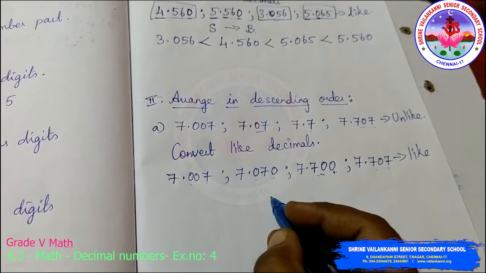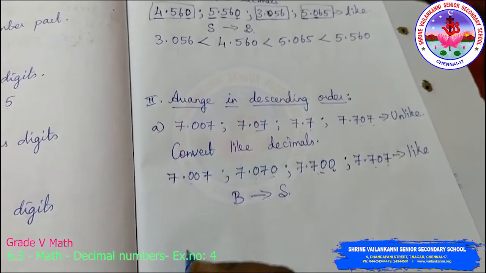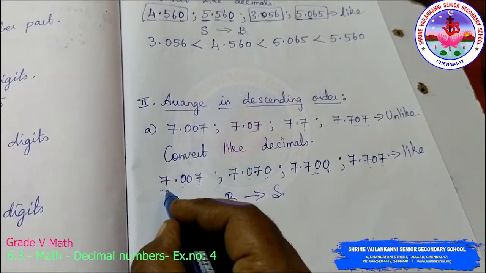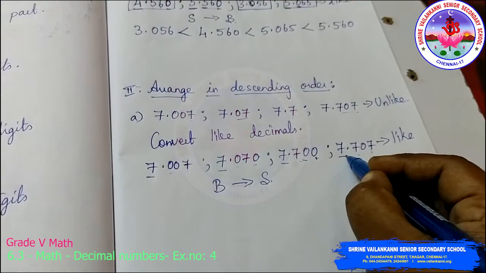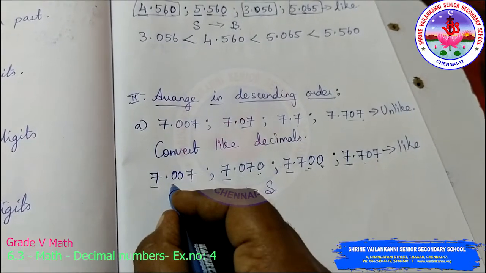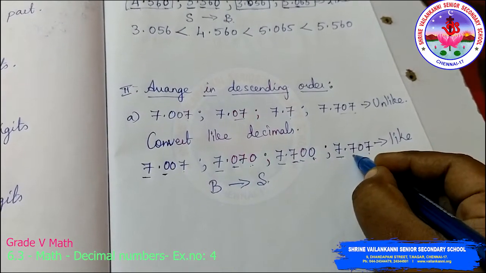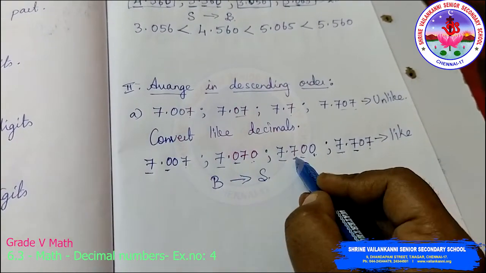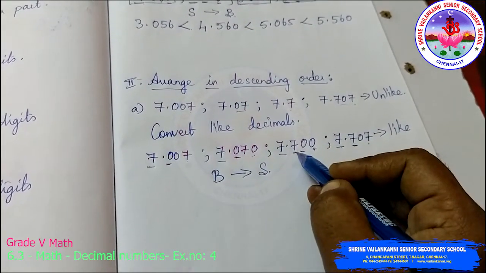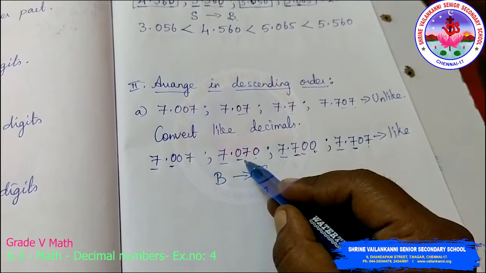Now you can start comparing for descending order. Descending order means big to small. So which is bigger here? First start comparing with the whole number: 7, 7, 7, 7. Since all the whole numbers are equal, we are going to start comparing with the 10th place value: 0, 0, 7, 7. So 2 zeros are there and 2 sevens are there in the 10th place. 0 is smaller, and we have to get the greatest number. So these two 7s are greater than 0.